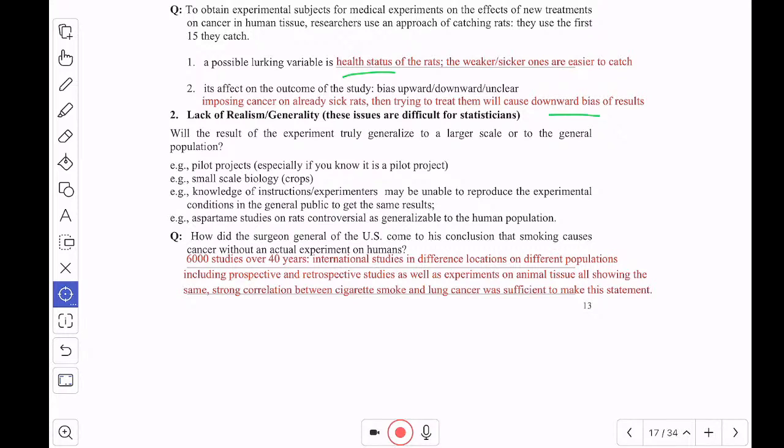Well, they based it on 6,000 studies over 40 years that were international studies, different locations, different populations, including prospective and retrospective studies, longitudinal studies, including experiments on animal tissue, all showing the same strong correlation between cigarette smoke and lung cancer causing death. And with that, it was considered sufficient to make such a statement. All right? So, do you have any comments?